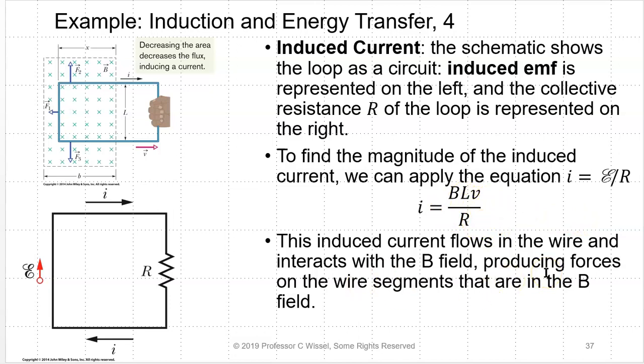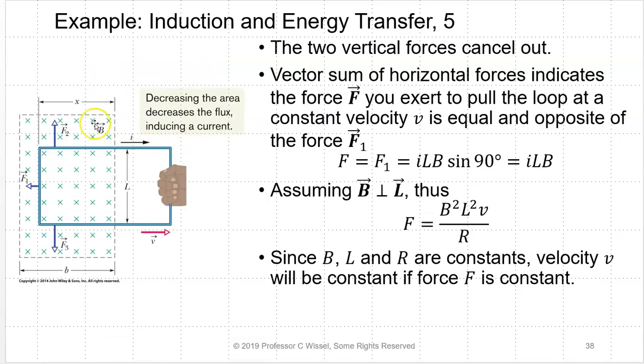This induced current flows in the wire and interacts with the magnetic field, producing forces on the wire segment that are in the magnetic field. The two vertical forces cancel out because they're equal and opposite. The vector sum of the horizontal forces indicates that the force that you exert to pull the loop at a constant velocity V is equal and opposite to the force F1.